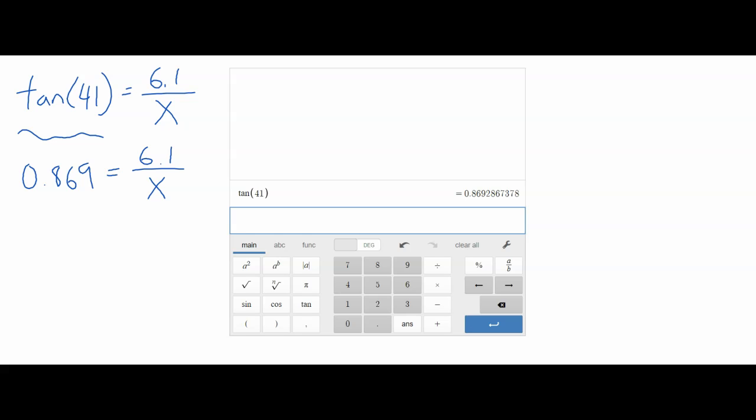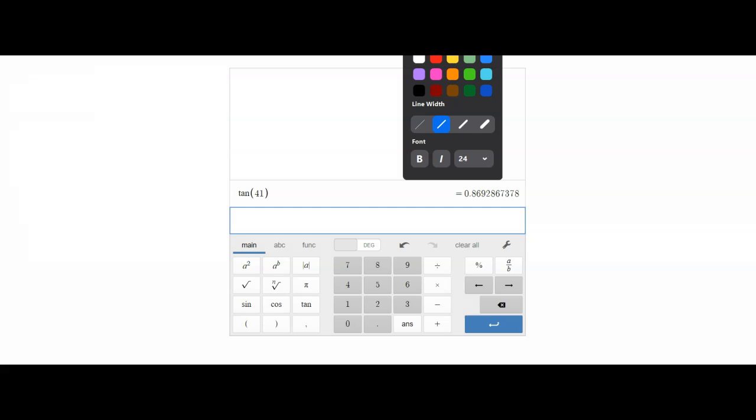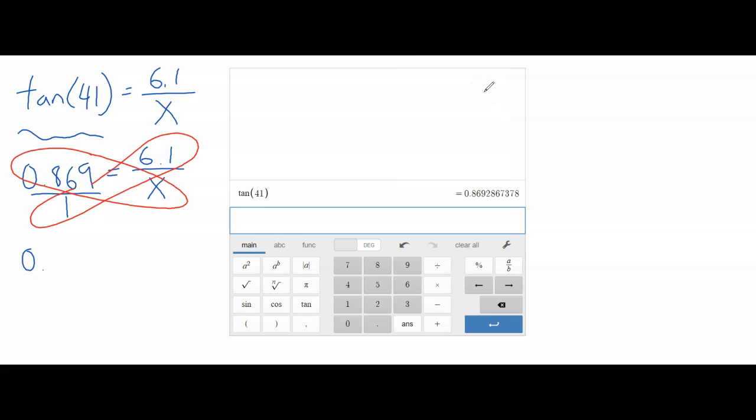Now, we still need to figure out how to find x, but from this point forward, it's pretty straightforward. I can make my left side a fraction and go ahead and cross multiply. So I'm going to get 0.869x is equal to 6.1. Then I'm just going to divide both sides by 0.869.